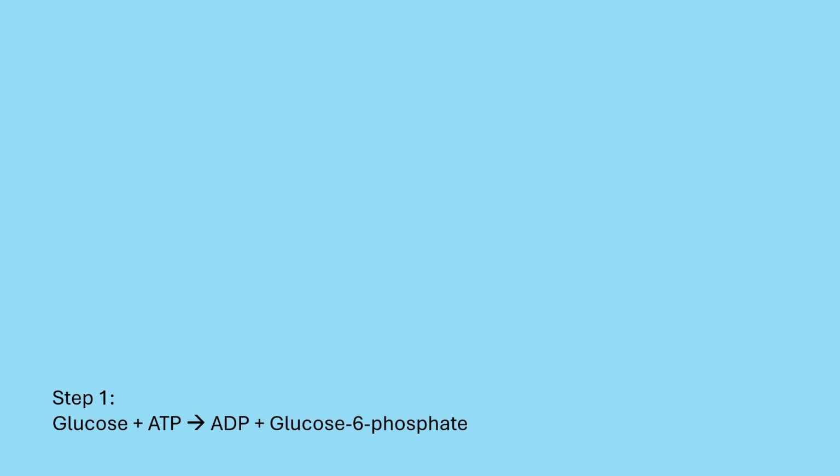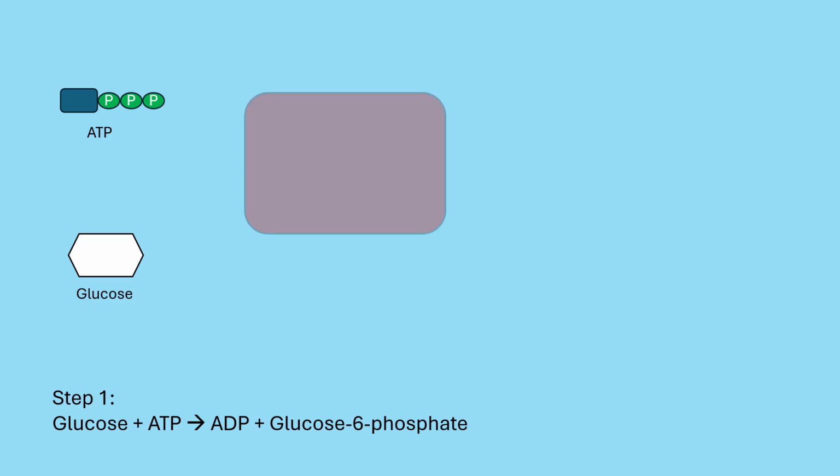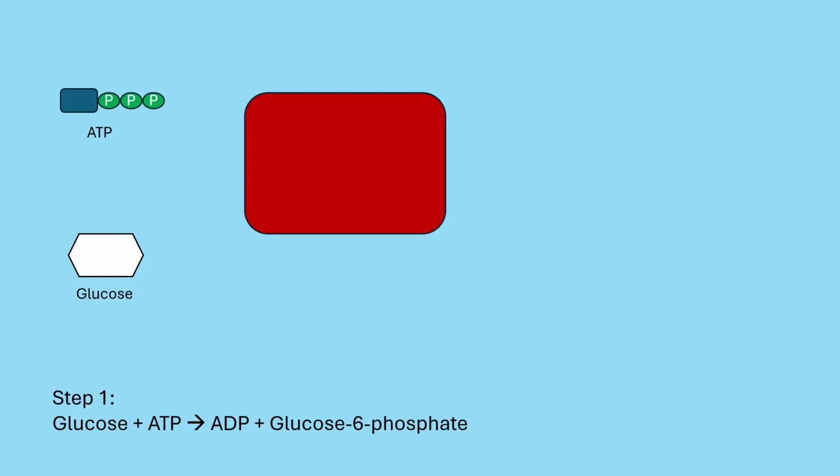Each step of glycolysis occurs in the cytoplasm, which is represented by the blue background. It begins with glucose, a 6-carbon sugar which we get from digesting foods. Adenosine triphosphate is also needed to begin glycolysis, which is why this is known as the investment phase. The red rectangle represents an enzyme which catalyzes the reaction. In this case, it's hexokinase.